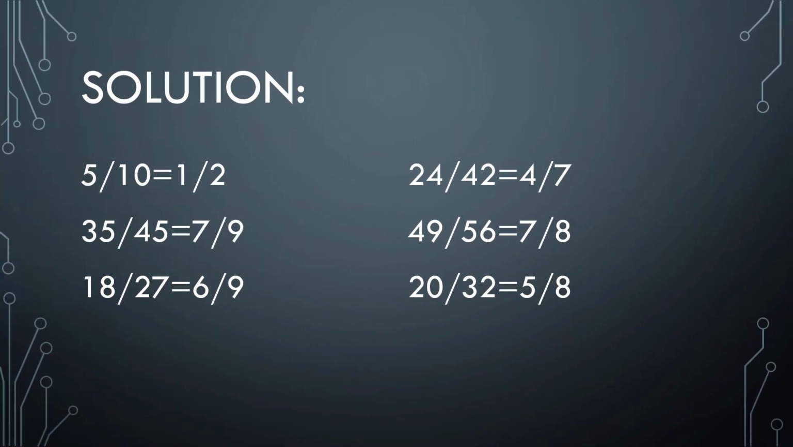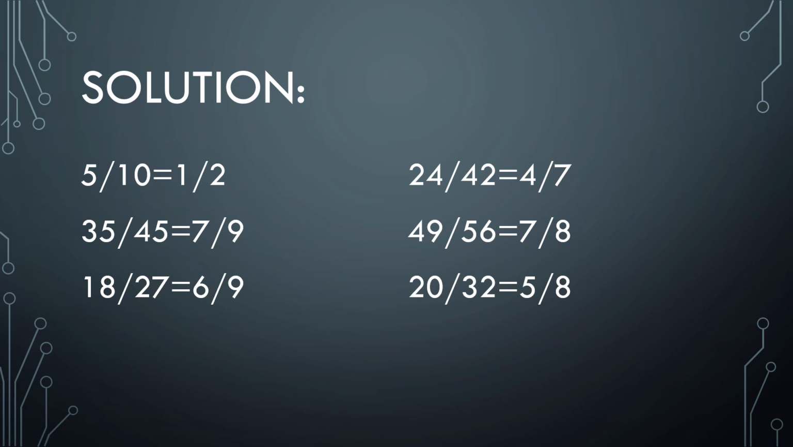Solution: 5 by 10, the answer is 1 by 2. You can reduce it by dividing by 5; 5 is the HCF of both. Then 35 by 45: both can be divided by 5. 5 sevens are 35, and 5 nines are 45, so the answer is 7 by 9.